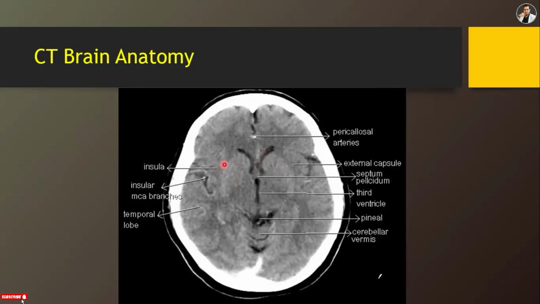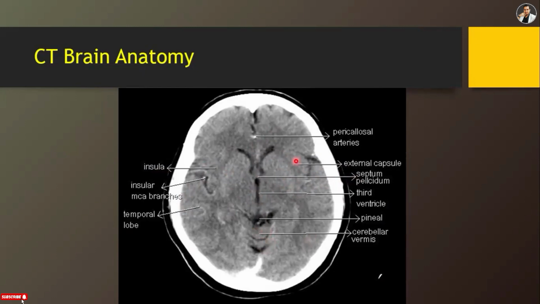This is real basal ganglia level. This is basal ganglia, and this is basal ganglia. Here we have some problems due to pathology. We have some anatomies of basal ganglia, like external capsules, internal capsules, insula. We have septum pellucidum. This is third ventricle, and this is pineal gland, and this is cerebellar vermis.